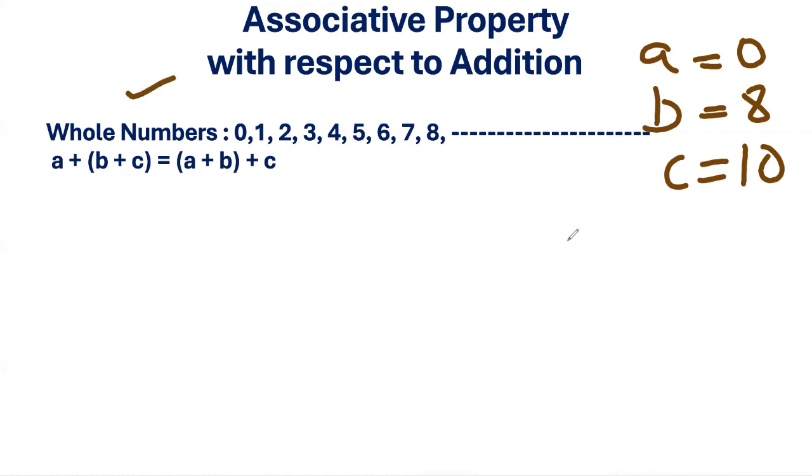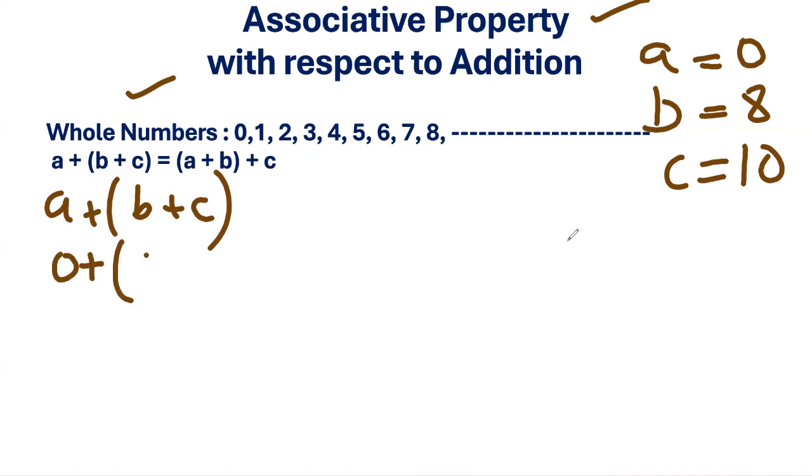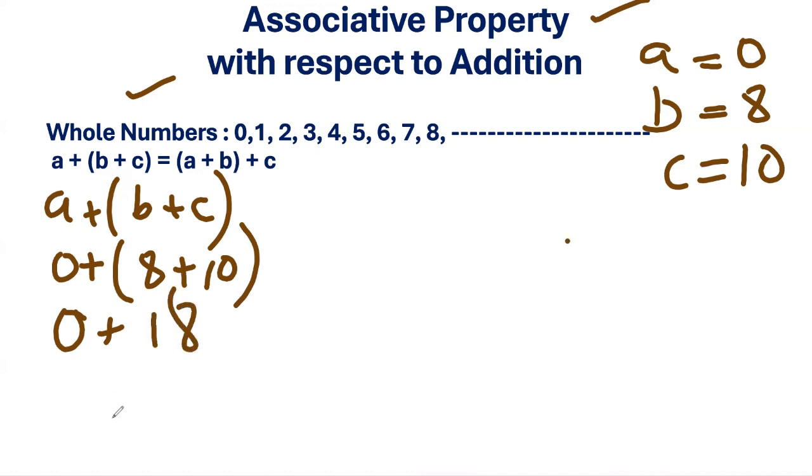So we are going to substitute in the left-hand side, which is A plus B plus C in bracket. What is A? A is 0, B is 8 and C is 10. Brackets to be solved first. In the BODMAS rule, always brackets to be done first. 8 plus 10 is 18, and 0 plus 18 will give you 18.